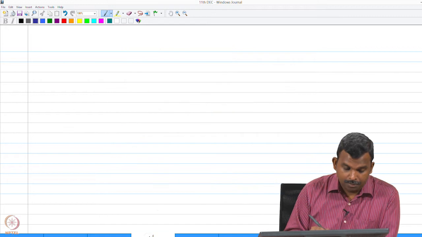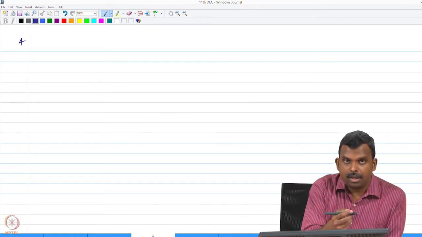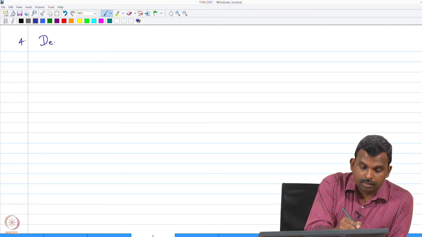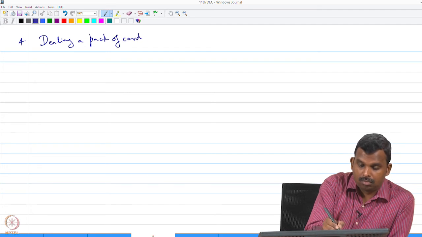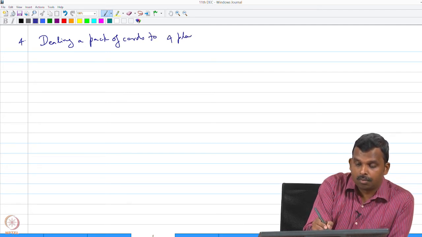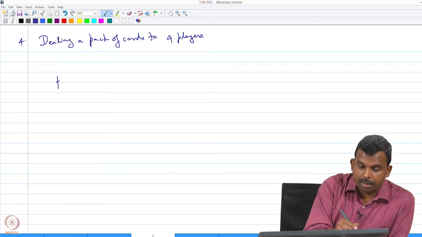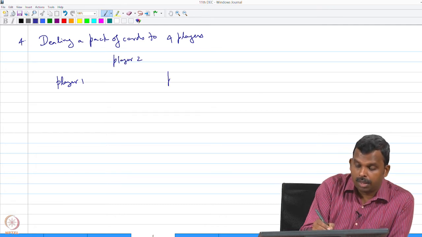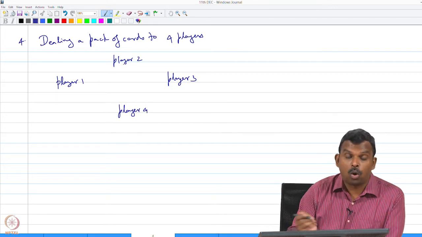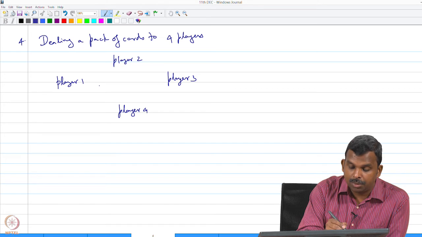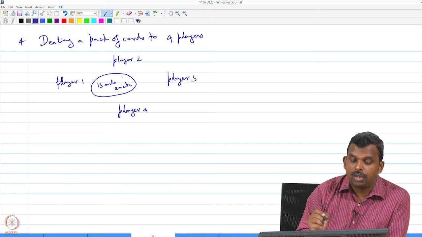The next example we will see is, let us say, dealing a pack of cards to 4 players. So, there are 4 players, let us say player 1, player 2, player 3, player 4. This is how we play cards, is it not? You have 4 players and you deal the cards, or distribute the cards, to all 4 people, and each person after distribution will end up with 13 cards each, right.